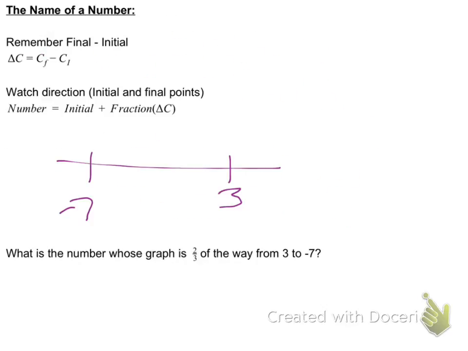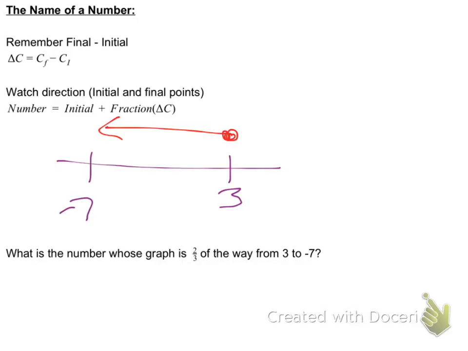So remember, we have number equals initial plus the fraction times our change, our delta C. And remember, delta C was our final minus initial. So if I have negative 7 on the left and 3 on the right, I am following the number line from smallest to largest numbers. Which way am I going again? Which direction would I have to be going on this number line? I'm starting here and I'm going this way, right?